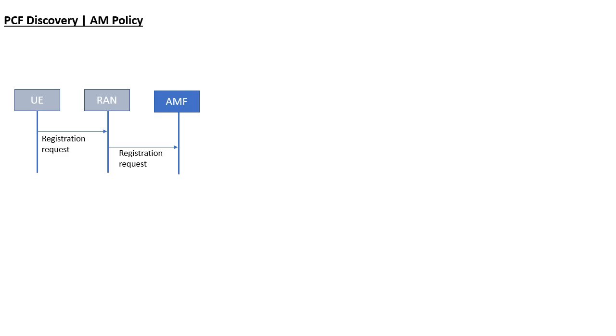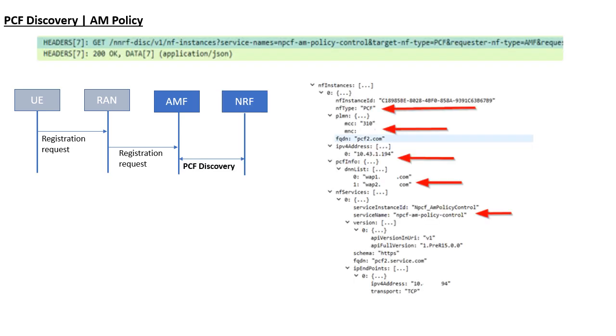As soon as the AMF receives the registration request, after getting the subscription data from UDM, it will head to the NRF for PCF discovery. In the discovery request, it will send a GET request, that is an HTTP GET message. Then it will trigger the NRF discovery service.